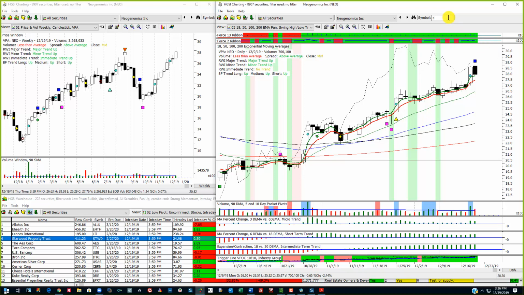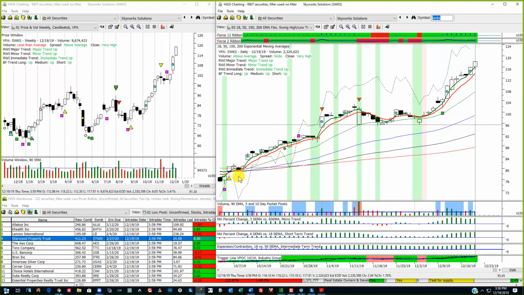SWKS. Lots of good pivots here. This one was not executed. This one was executed, even though it had a magenta bar because it was still in a counter trend and the VPOC was negative, but it was executed. If your buy stop's in above there, that's a good trade there. Lots of good trades here. This one was not executed the next day. It would have been a few days later. Okay.